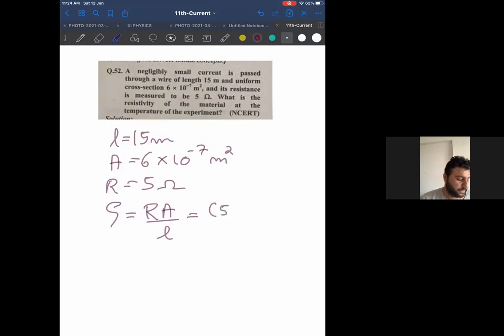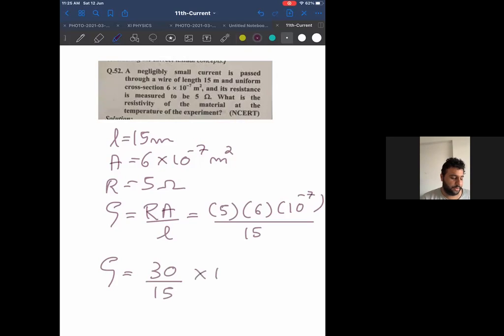Now, R is 5, area is 6 into 10 power minus 7, upon L is 15. Therefore, resistivity is 30 upon 15 into 10 power minus 7. So 15 ones are 15, 15 twos are 30. Therefore, resistivity is 2 into 10 power minus 7 ohm meter. Very important to write the unit also. The resistivity is 2 into 10 power minus 7 ohm meter.